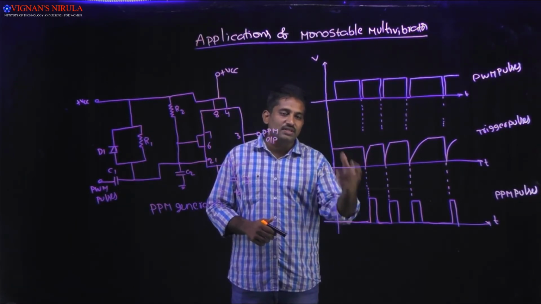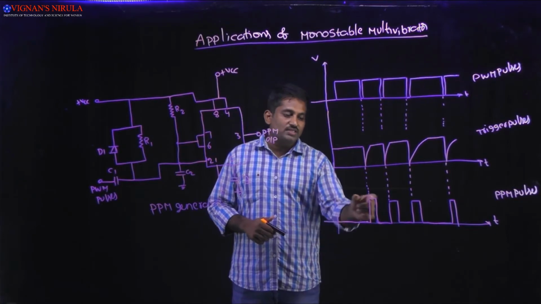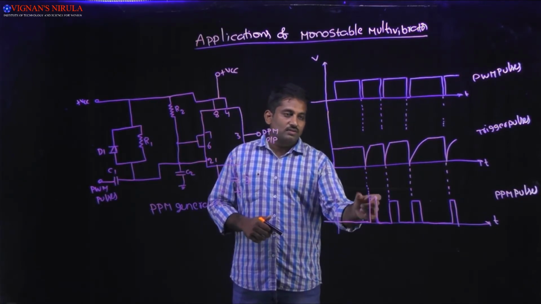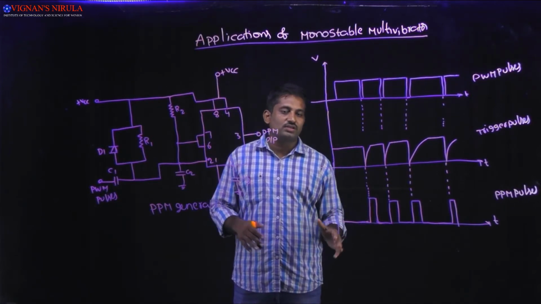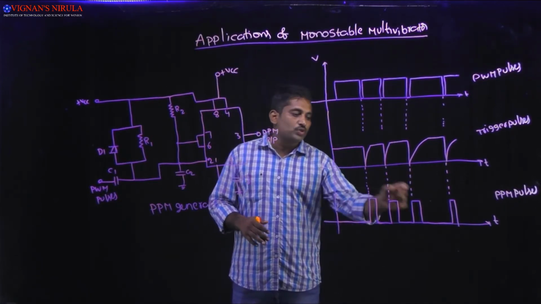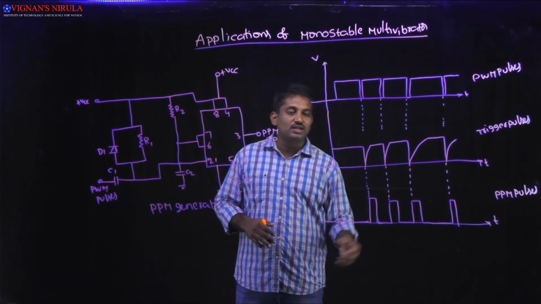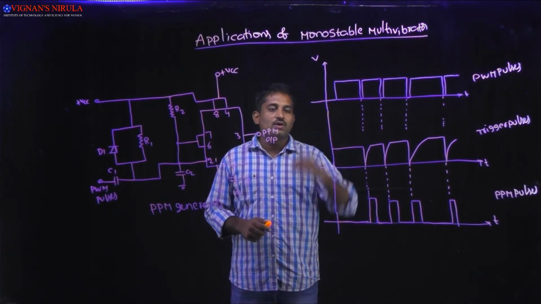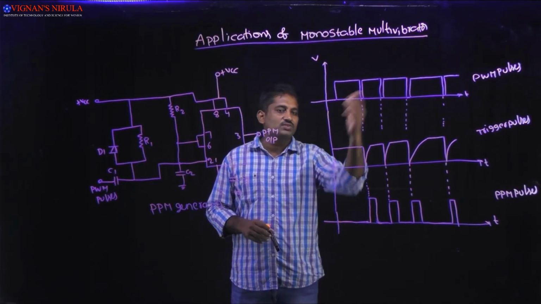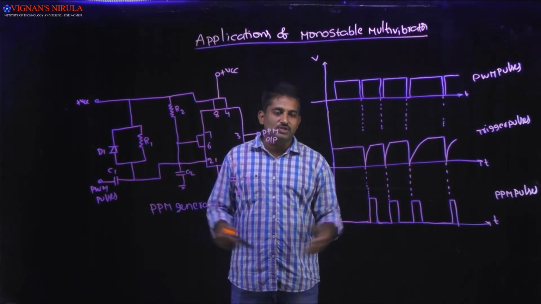So what happened in this case is the width and the amplitude of the pulse are constant, and the position of the pulse is varying, depending upon the instantaneous sampled modulating signal, which in this case is nothing but the PWM signal.